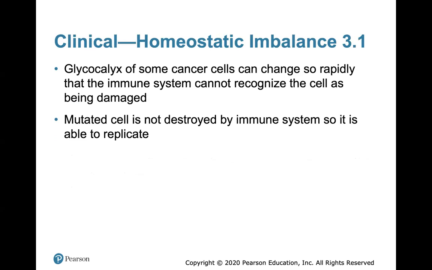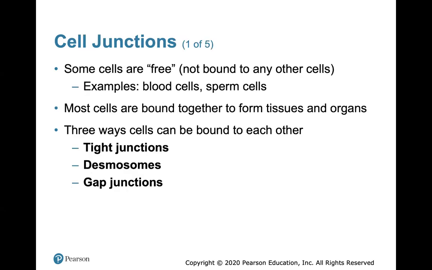Clinical homeostatic imbalance: the glycocalyx of some cancer cells can change so rapidly that your immune system cannot recognize the cell as being damaged. So the mutated cell will not be destroyed by the immune system, because the body can't recognize it as being damaged. So it's able to replicate extremely quickly before the body can damage it or destroy it.